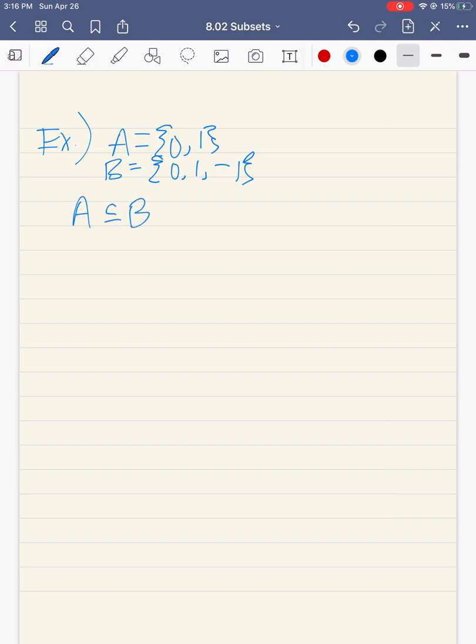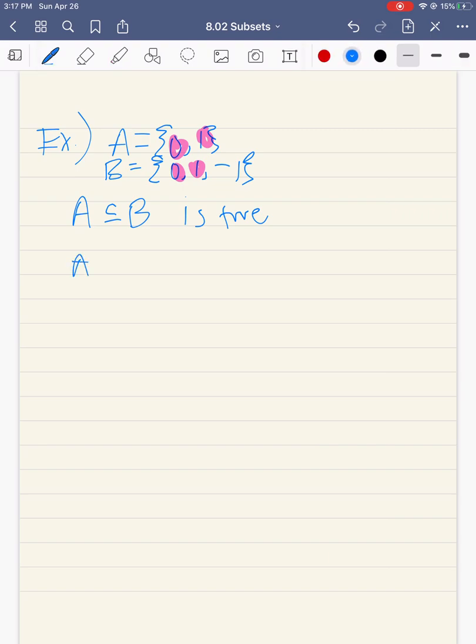So let's start with the set A equal to the elements 0 and 1, and the set B equal to the elements 0, 1, and -1. So we could say that A is a subset of B is true. And that's because everything that's in A, so 0 and 1, are in B. So everything that's in A is also in B. So A is a subset of B.